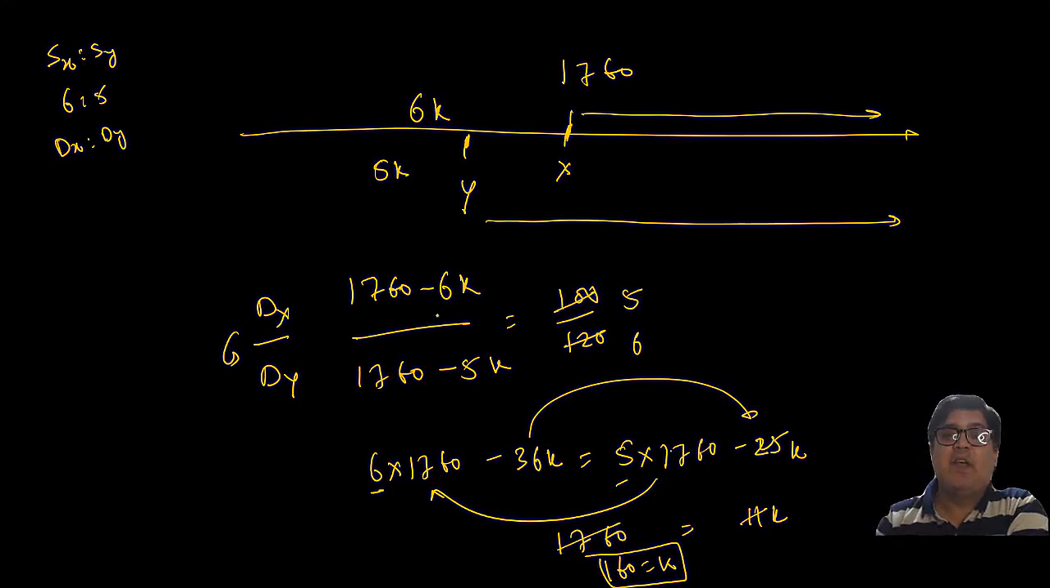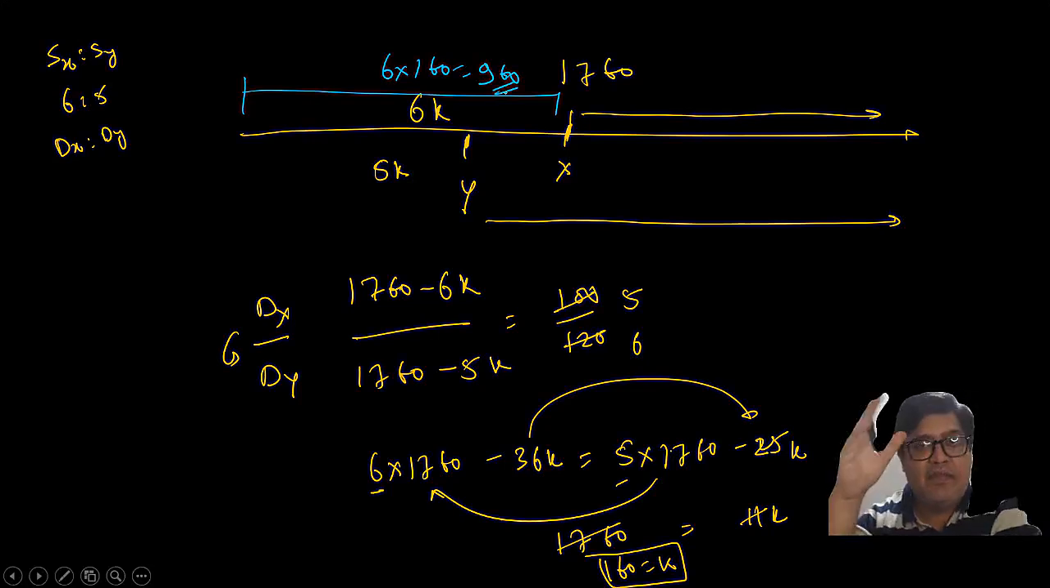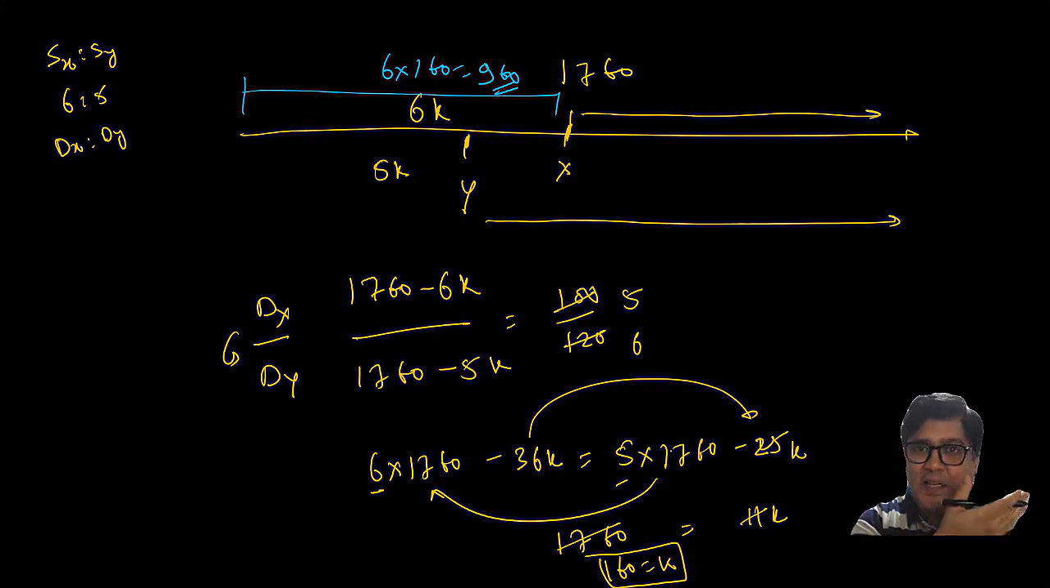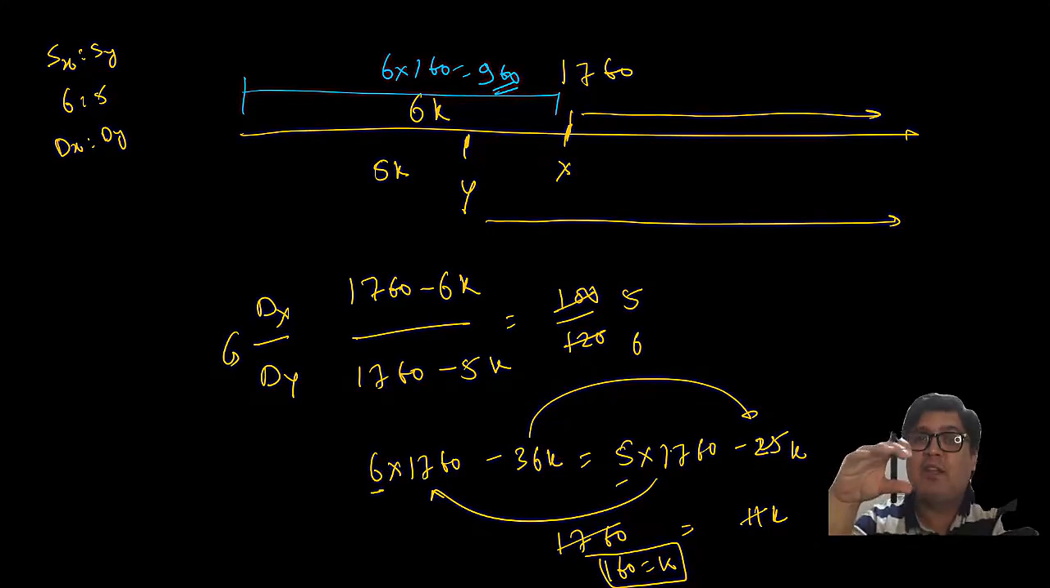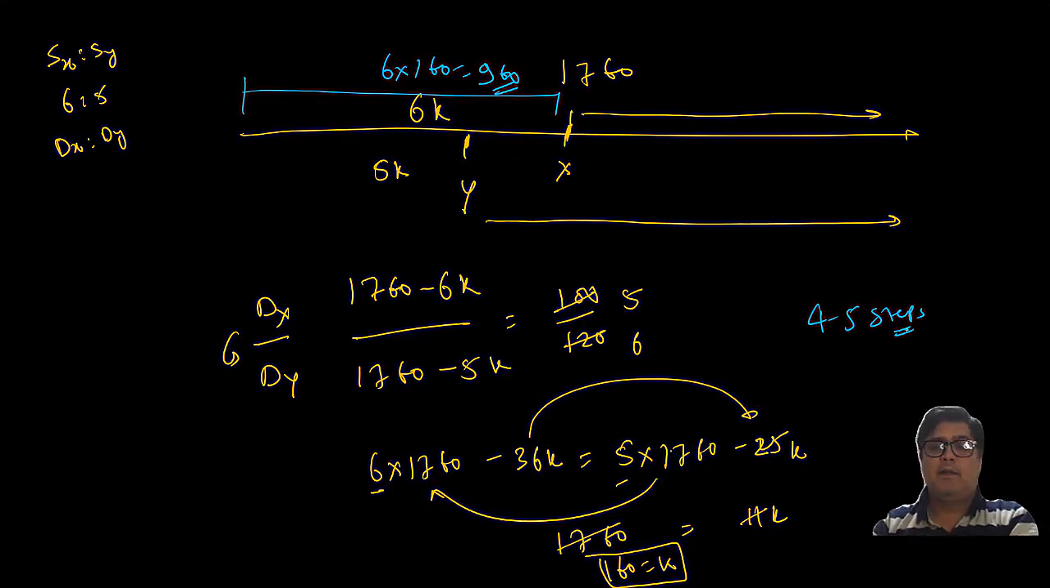K is 160. So how much has x traveled when y quickens his pace? X has traveled 6 into 160. Even if you don't apply that thought process, but you solve methodically like this, you'll have your answer in 4 to 5 steps. Copy this down. Once I move away from the slide, I cannot come back to it. Comment done here.